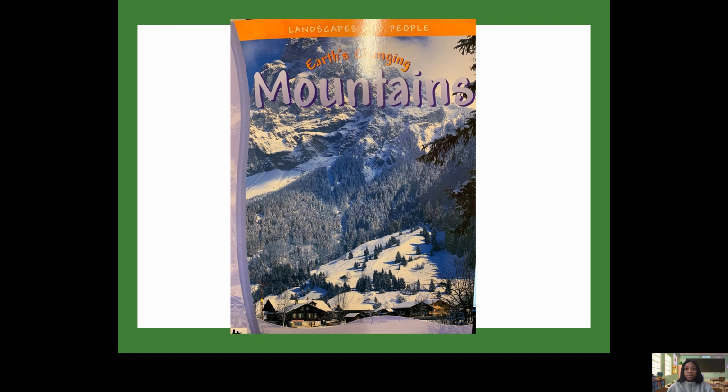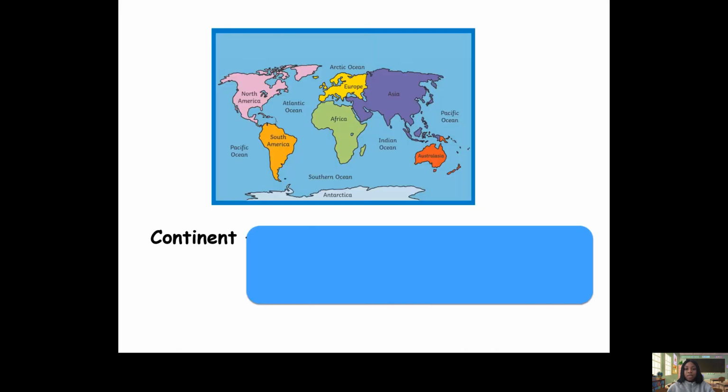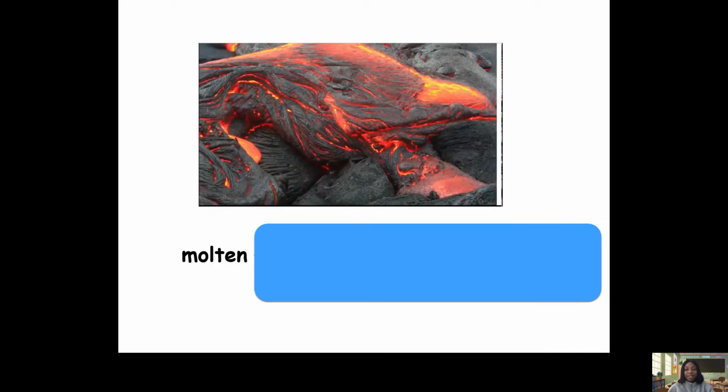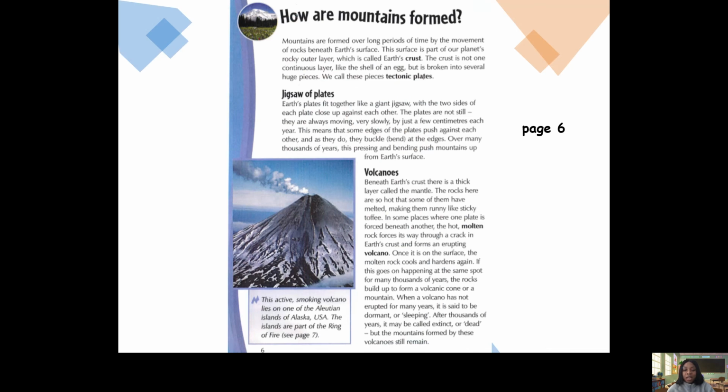And we were reading on page 6, so we're just going to continue with that. And let's go all the way back. Sorry, I had to re-upload it again.